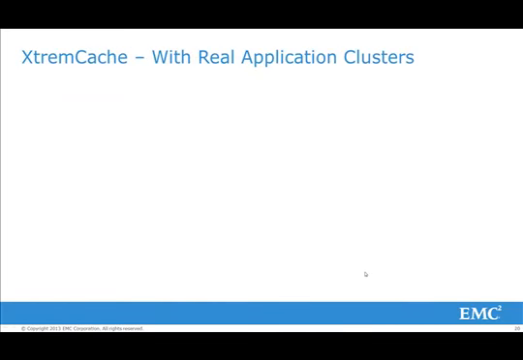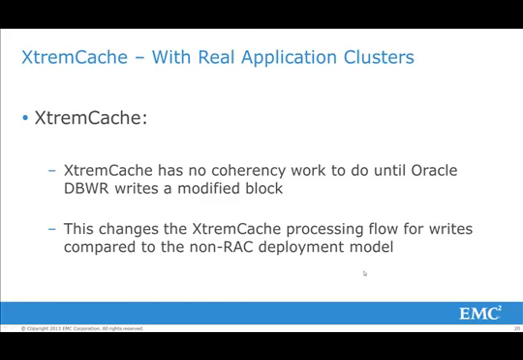So when it comes down to it, XtremCache really has no coherency work to do until database writer writes a modified block. Now, that's really where it's at. Database writer writes a block, and then XtremCache has some coherency effort to expend. But this changes the processing flow for writes when we compare XtremCache in non-RAC deployments to XtremCache with RAC deployments. And so we have to take a moment and look at another processing flow schematic.